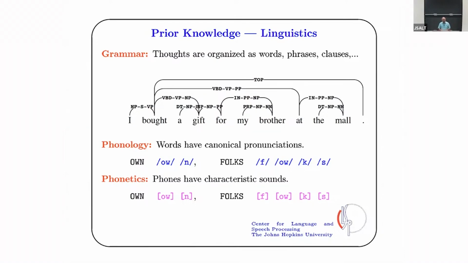And so what the sentence says is, the top of the sentence is bought. So this sentence is about buying, and I am doing the buying, and the gift is the one that's being bought, and it's a gift. It's not the gift or some gift. It's a gift, meaning some generic gift. And who's the gift for? It's for my brother, right? And so on and so forth.